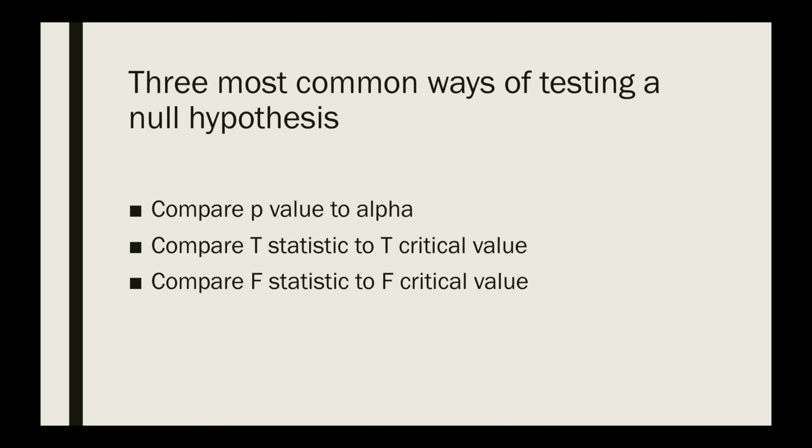But the three most common ways of testing a null hypothesis, first you might compare the p-value to alpha, or you might compare a t-statistic to a t-critical value, or you might compare an f-statistic to an f-critical value. These are the three most common ways in an introductory statistics course, so I figured I'd cover them here.